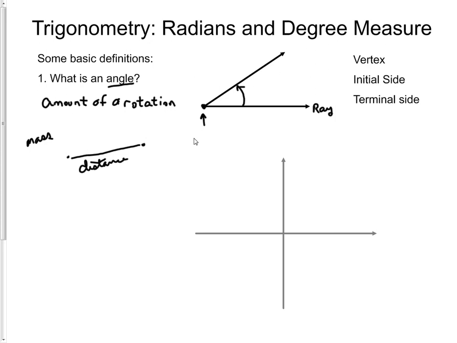So we need a little bit of terminology to make sure that we understand what's going on right here. So this point that the two rays rotate about is called the vertex. The initial ray where we start measuring, that's our initial side, and then of course we have our side where we stop measuring. We call that our terminal side.